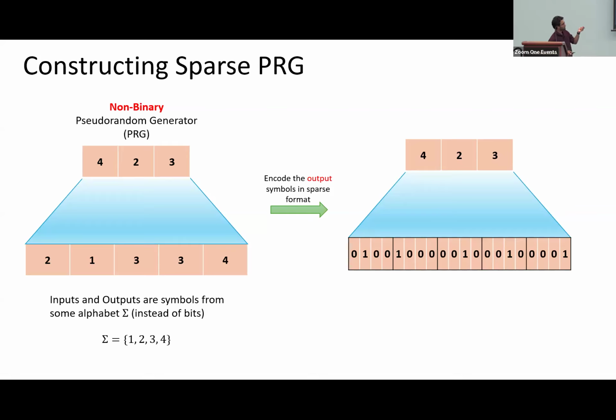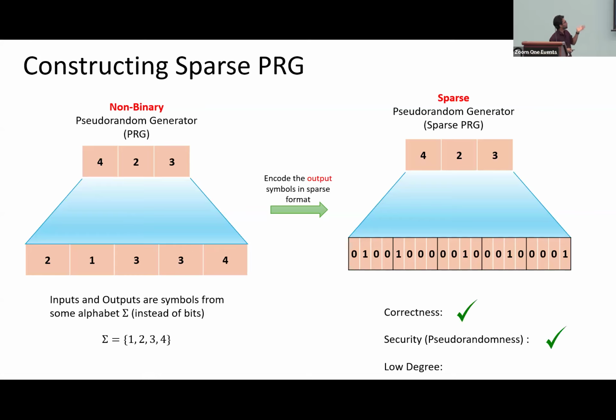And let's see what this encoding is. Some people call this also one-hot encoding. So if you look at this symbol 2 on the right, it got encoded into 0, 1, 0, 0, which means that the non-zero location is at the second location. If you look at symbol 4, it gets encoded into 0, 0, 0, 1, meaning that the non-zero location is at entry 4. So this is the unit vector or the one-hot encoding, which I'm talking about. So we get this sparse pseudo-random, sparse PRG. And as I said, the correctness and security directly holds from the security of the underlying non-binary PRG.